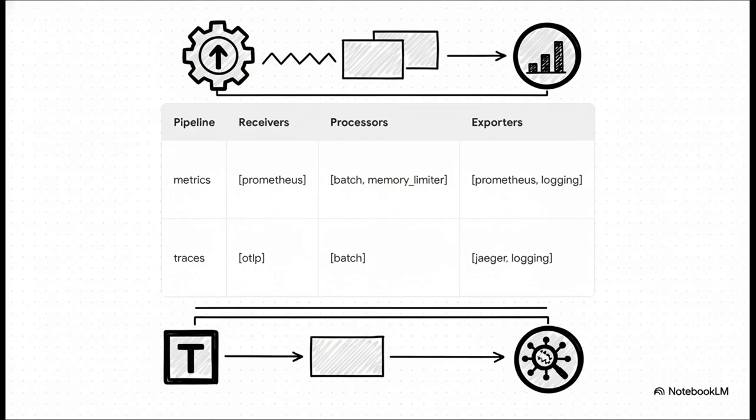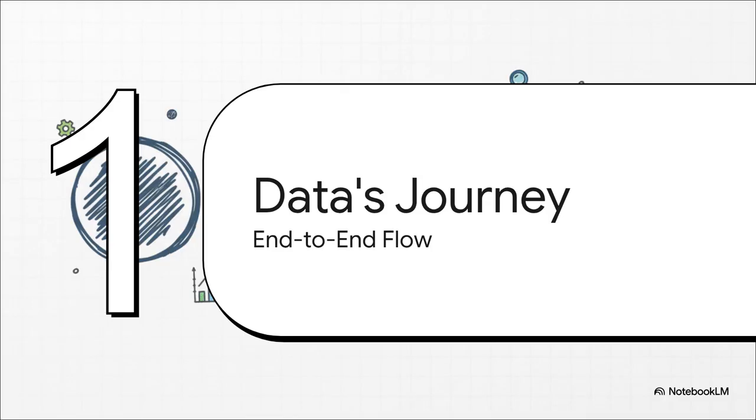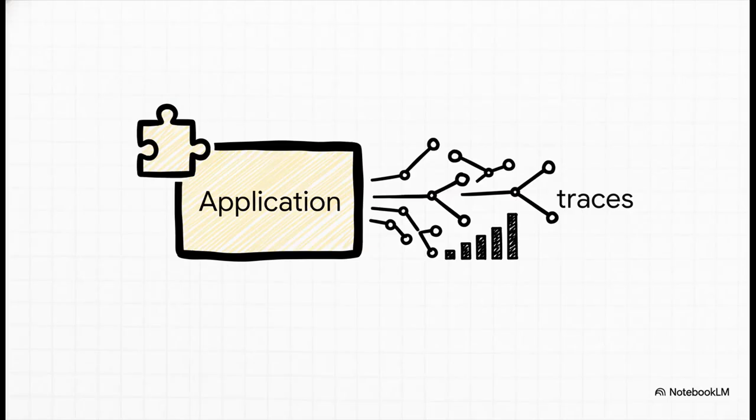Pretty cool, right? Okay, so we've got the blueprint defined in our config file, but what does that actually look like when things are running? Let's follow a single piece of data on its complete journey, from the second it's born in our app to the moment we see it light up in our dashboards. So the journey starts right here.